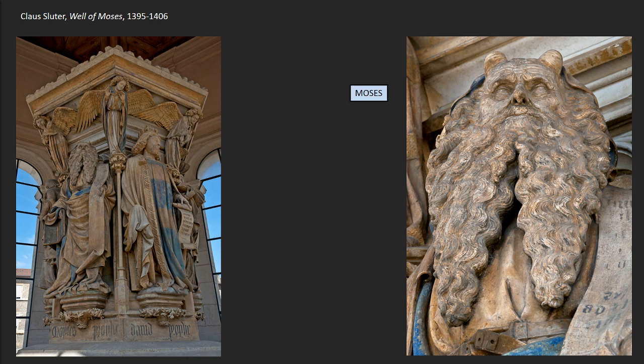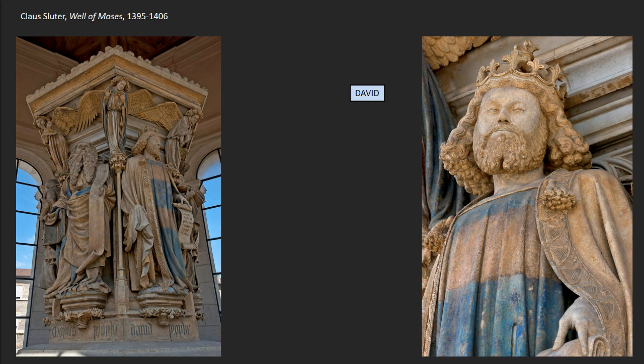So Sluter knows, viewers know, Moses didn't have horns, but it became a way to identify him. It just became part of the visual lexicon, right? This is how we identify him. Okay? So, subtle details that help us to identify Moses, and not so subtle ones like his name beneath the stand on which he's posing, right?